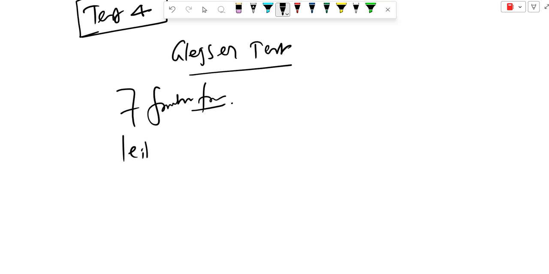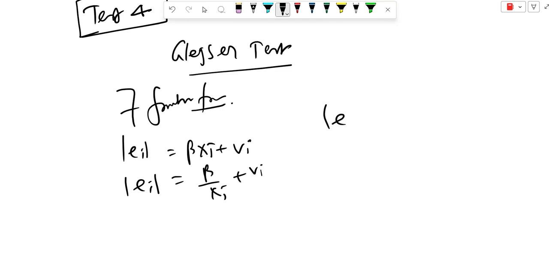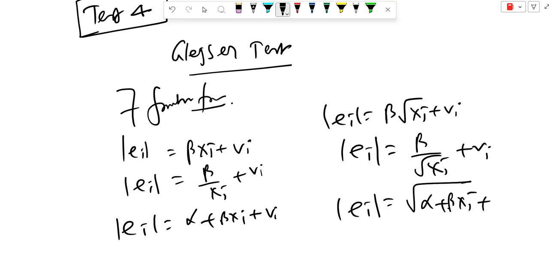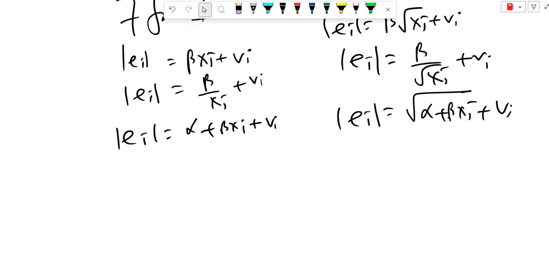That is, mod of ei equals beta xi plus vi, then mod of ei equals beta by xi plus vi, then equals beta root over xi plus vi, then equals beta by root over xi plus vi, then alpha plus beta xi plus vi, where vi is the error term. Another one is alpha plus beta root over xi plus vi. So if beta in the above regression turns out to be significant, it would suggest the presence of heteroscedasticity.